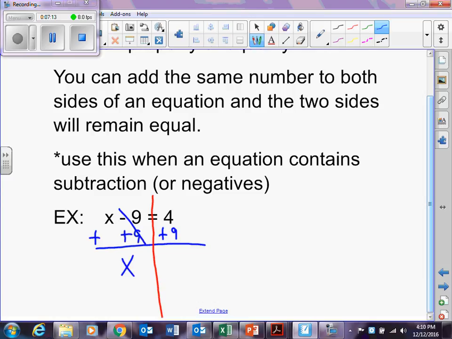So I have x on this side. 4 plus 9 makes 13. So x equals 13. All right, we can check our answer. Let's put 13 in the spot of x. 13 minus 9 equals 4. This is our check. 13 minus 9 is 4. 4 equals 4. Checks out.